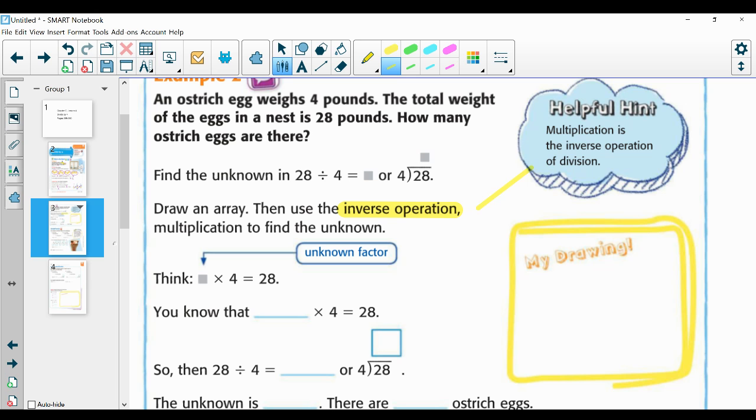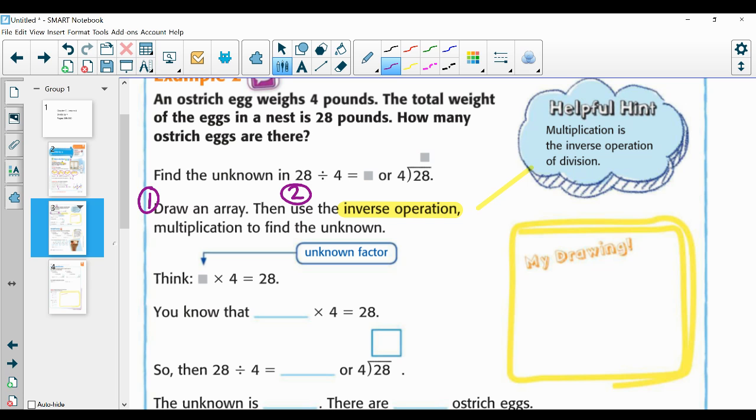So we know that, oh, it told us to draw an array. Here's my directions. This is what I skipped right here. Number 1, draw an array. Then we're going to use the inverse operation. So I skipped a step. So I'm going to go over here. I'm going to draw an array. Okay, I don't know how many groups I'm going to have. So I'm just going to draw rows of 4 until I get to 28.